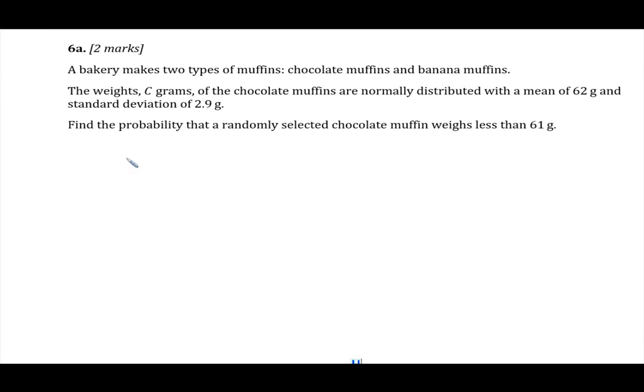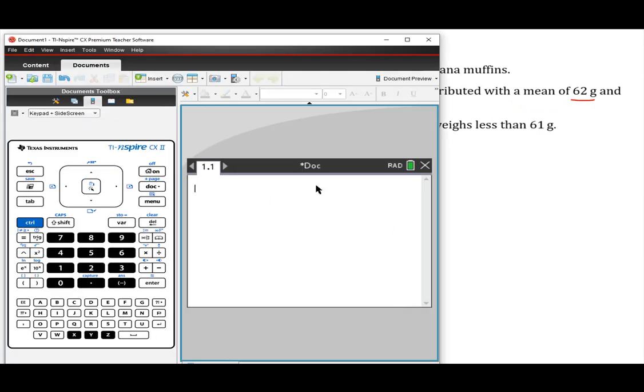Okay, so we're trying to find the probability that a chocolate muffin weighs less than 61 grams, right? And they gave us all the information. We know the mean, we know the standard deviation. So since we know the mean and the standard deviation, we can just plug this into the calculator. This is a straight normal CDF question, so we're going to use norm CDF. Let's type the information into our calculator.